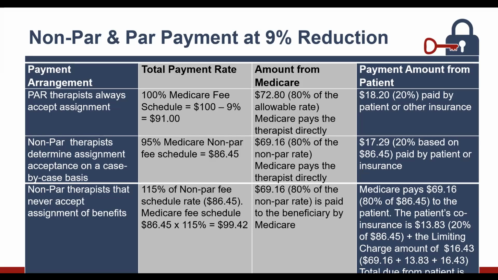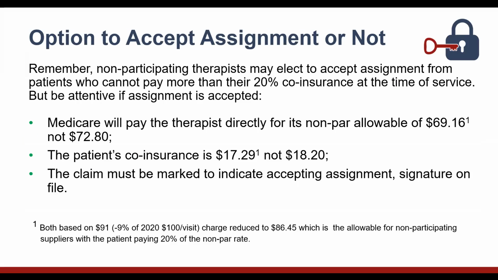$99.42 is a lot closer to $100 than 91. So you just have to do the numbers. You have to know your numbers. You have to know what those costs are to know if you are going to go in the hole treating Medicare patients if the 9% reduction comes to fruition.